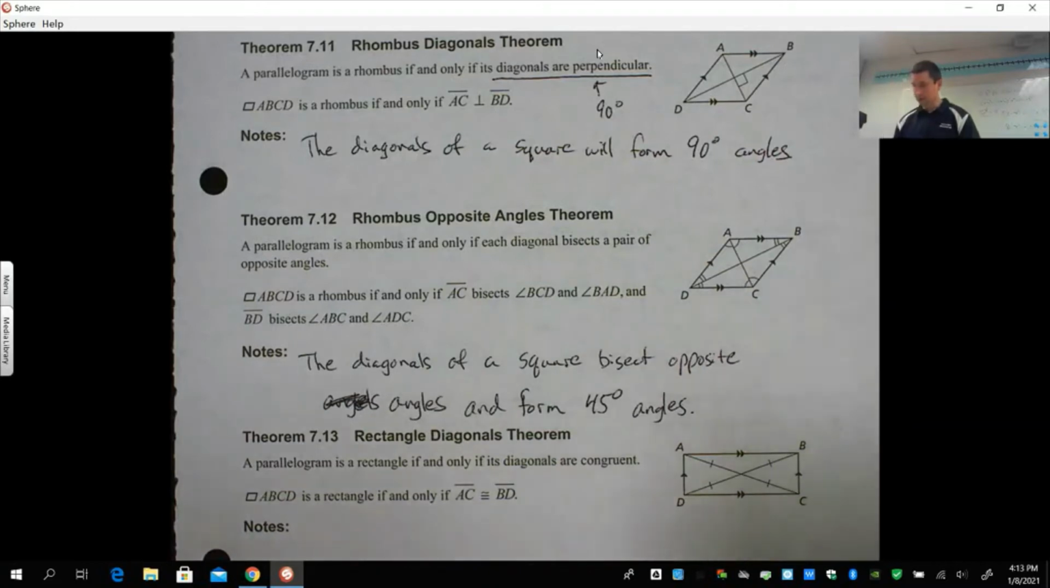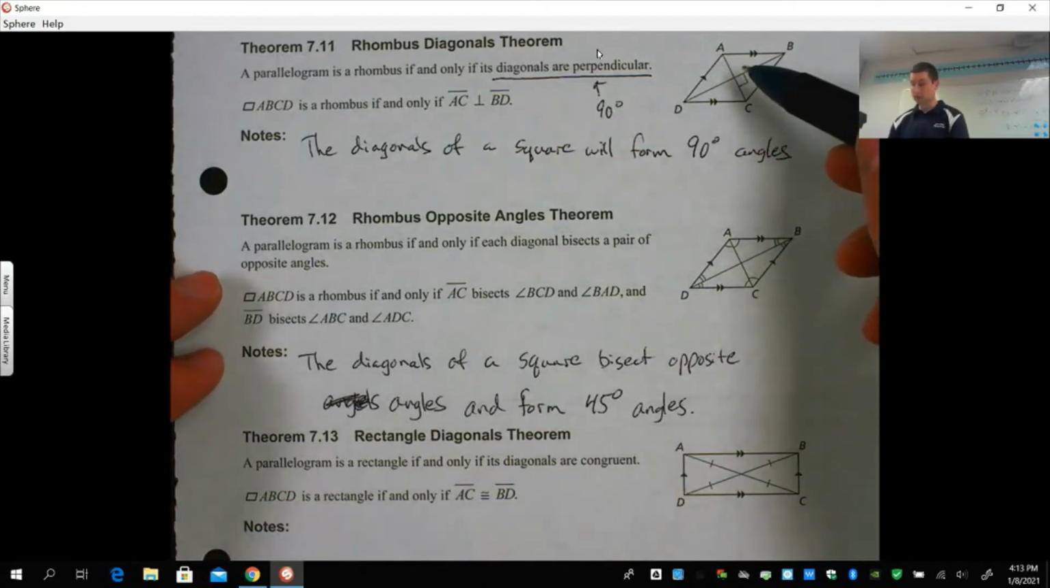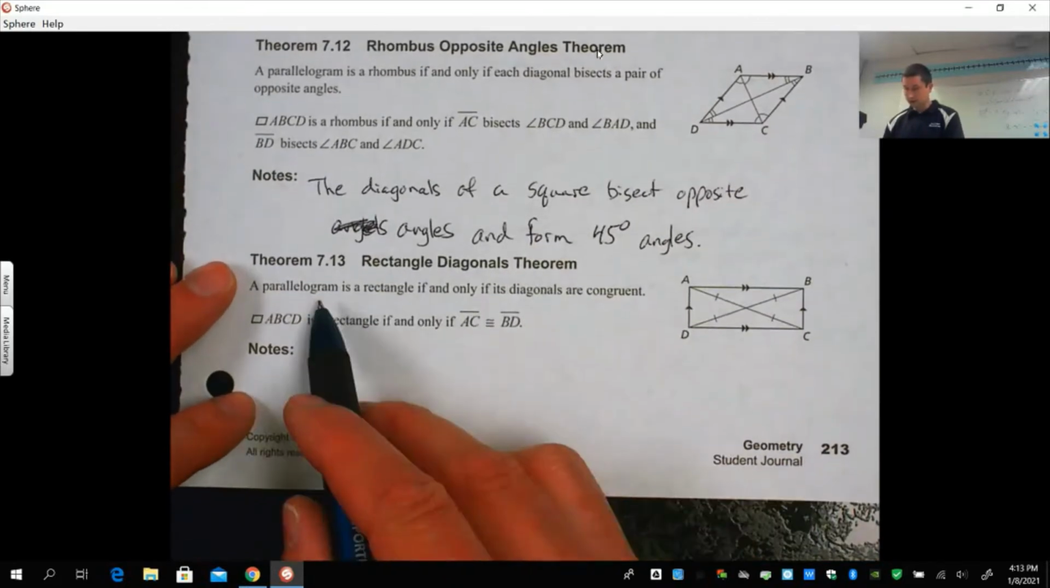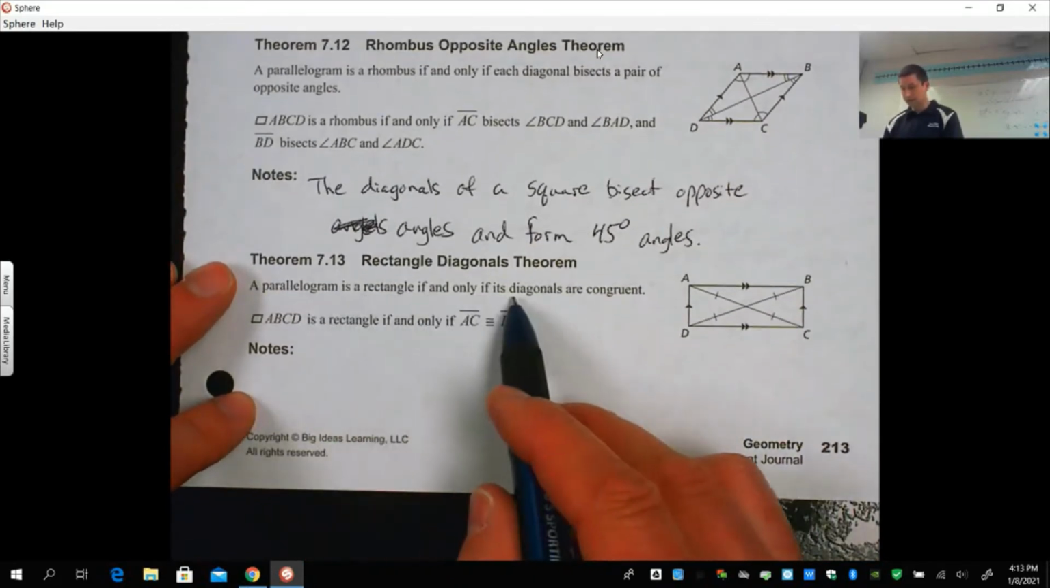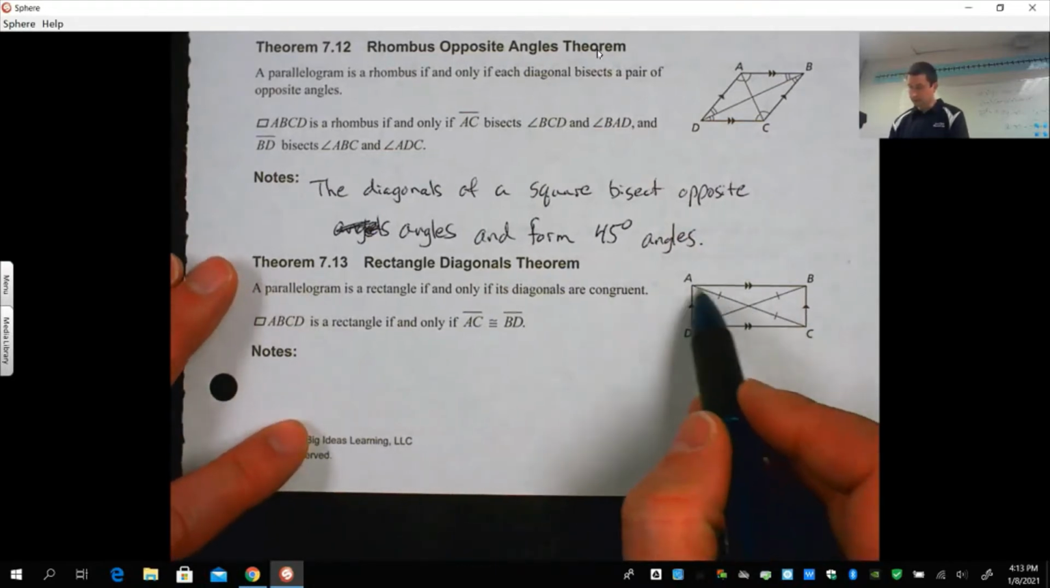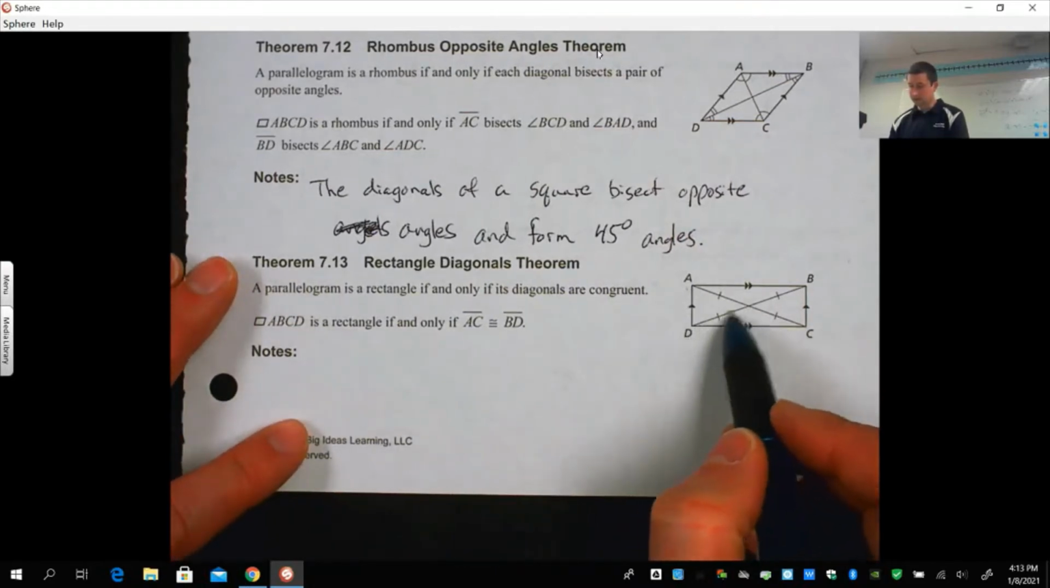Now, there's also parallelograms, so we know they bisect each other as well. A rectangle diagonal theorem: a parallelogram is a rectangle if and only if its diagonals are congruent. So the diagonals, the entire length is going to be the same here.